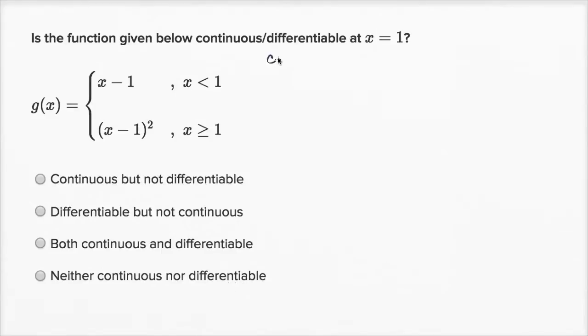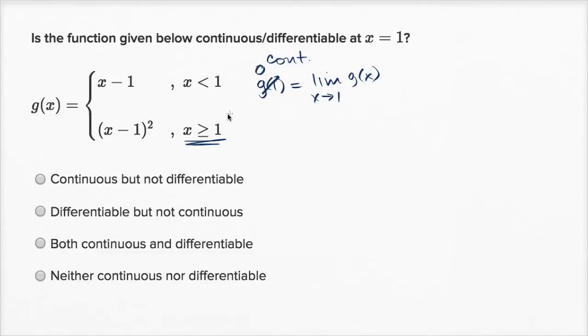So let's do it step by step. First, let's think about continuity. For g to be continuous at x equals 1, that means that g of 1 must be equal to the limit as x approaches 1 of g of x. Well, g of 1, we're going to fall into this case. 1 minus 1 squared is going to be 0. So if we can show that the limit of g of x as x approaches 1 is the same as g of 1, which is 0, then we know we're continuous there.